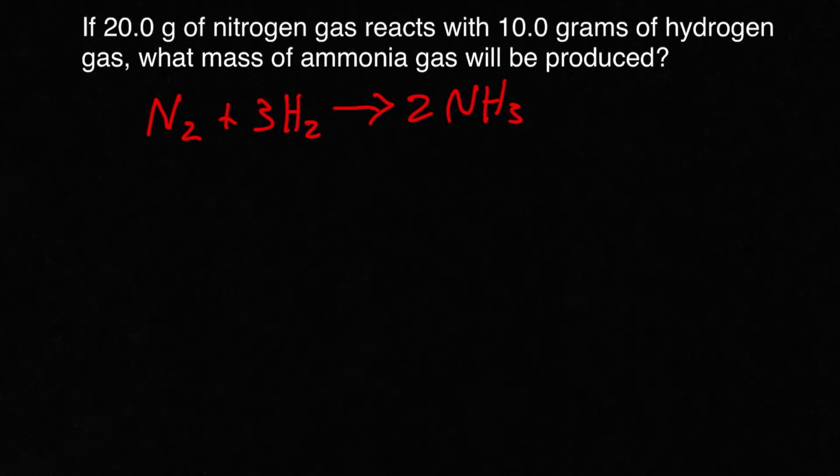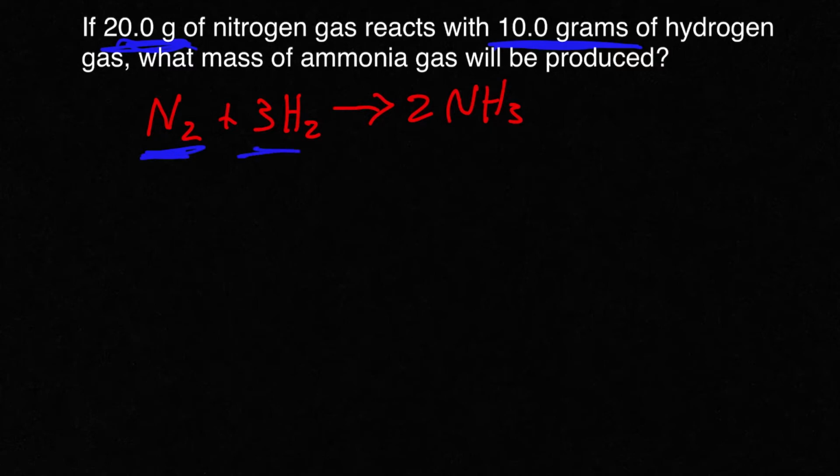If 20 grams of nitrogen reacts with 10 grams of hydrogen, what mass of ammonia will be produced? So now this is a similar problem, but we're starting with grams and we're converting all the way to grams of a new substance. So we have to do this the same way. We have to figure out what mass of ammonia the nitrogen can produce.